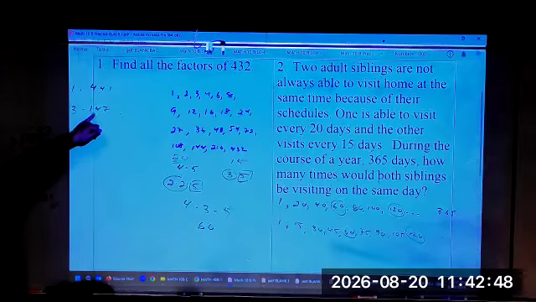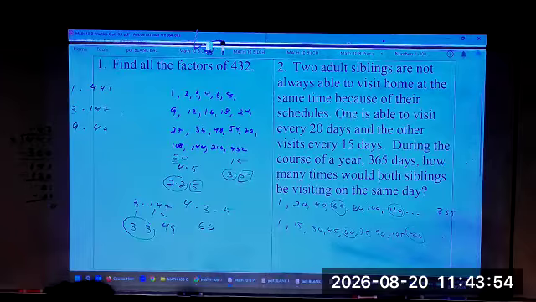So is there anything else you can break down? 4 is not going to work. 5 is not going to work. 6 is not going to work. 7, let's test 7. If we do that little test that I showed you, I know you're going to use your calculator.